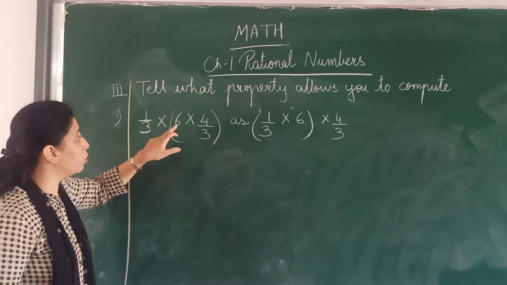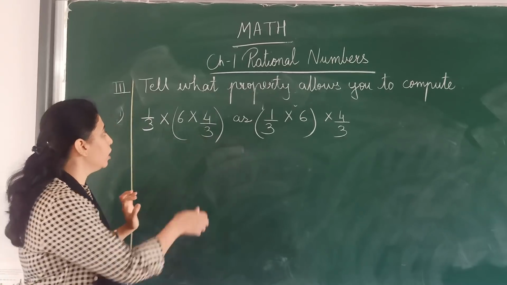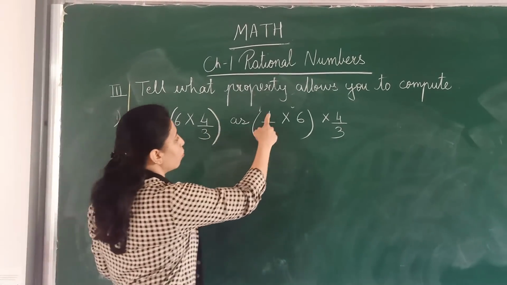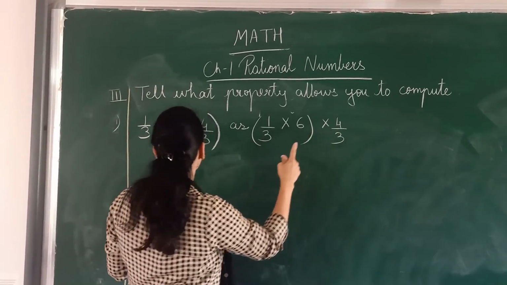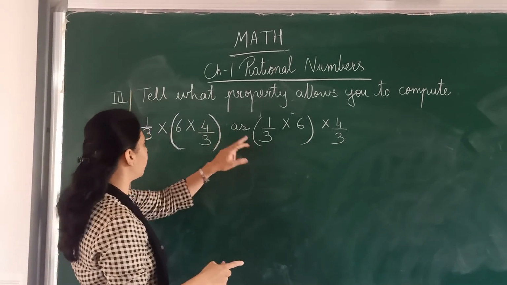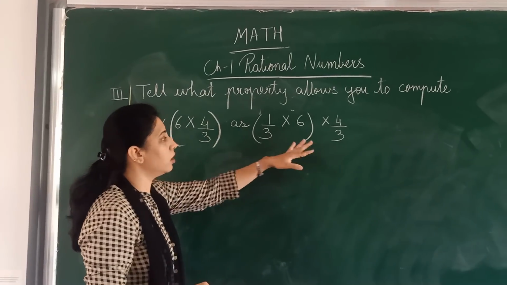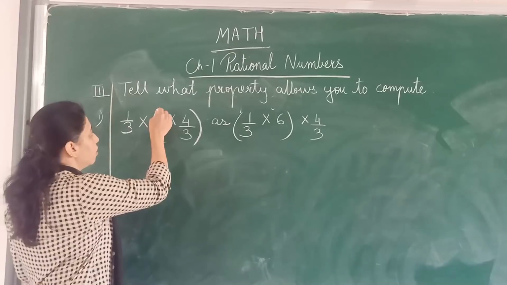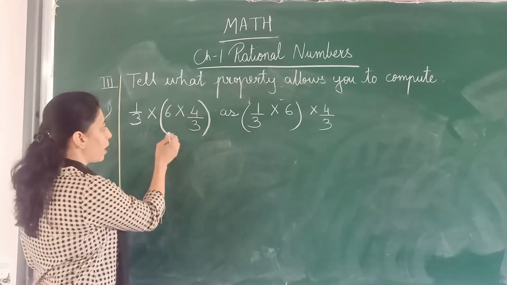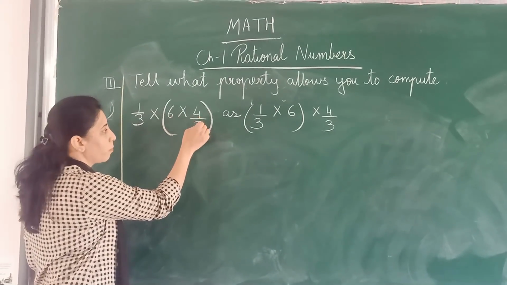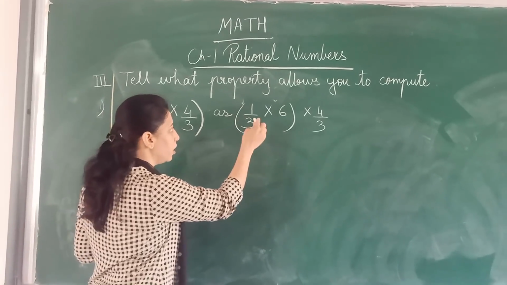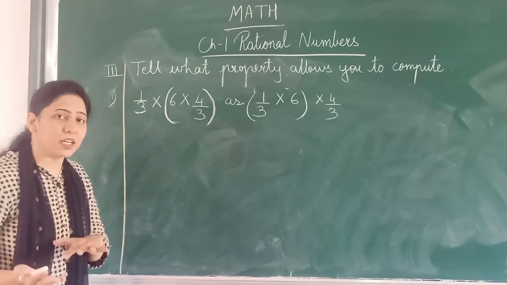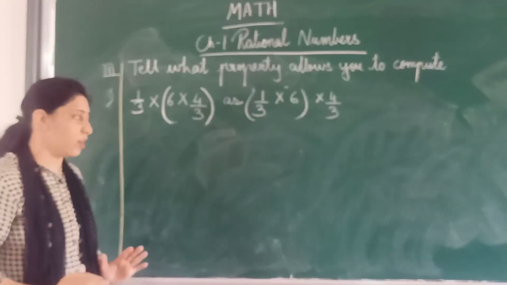1 upon 3 into 6 into 4 upon 3. Can you see the brackets over here? 1 upon 3, 6, 4 upon 3. All the rational numbers are the same. But what is the difference here? The brackets have been changed. The brackets here are for 6 into 4 upon 3 and the brackets are changed over here for 1 upon 3 into 6. So when the brackets are changed, it is called associative property.